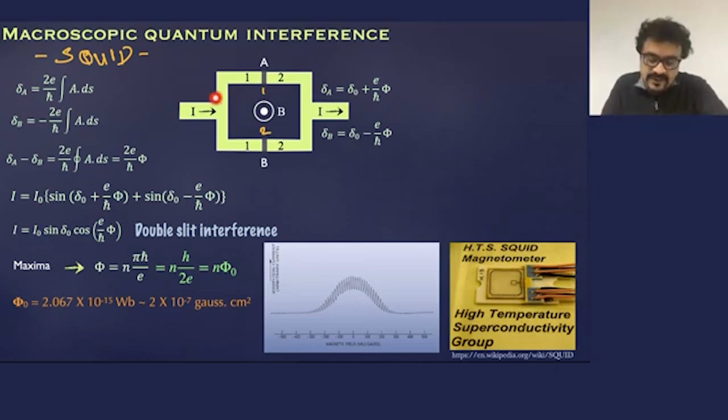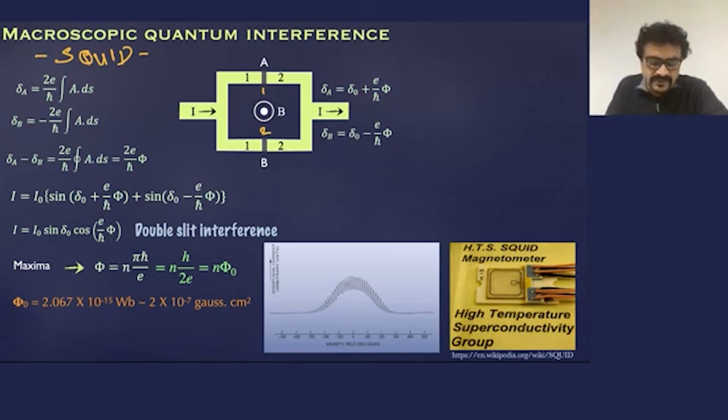So you have one superconductor here on the source side, and another superconductor here on the drain side, and they are merged through two Josephson junctions A and B. Now, we know this is an Aharonov ring configuration, so we also have a magnetic field running normal to the plane, perpendicular to this plane.